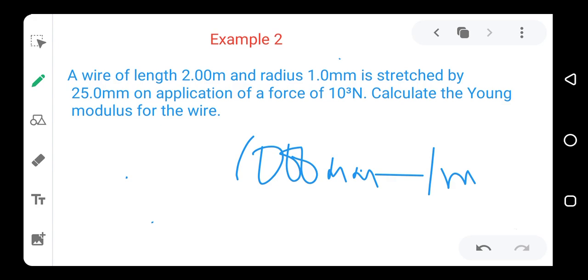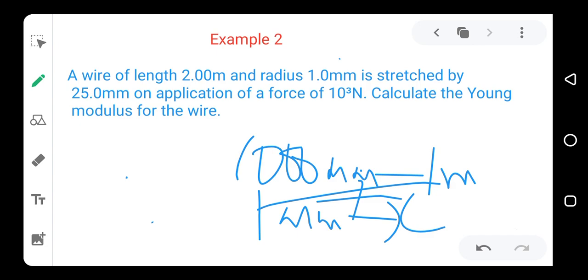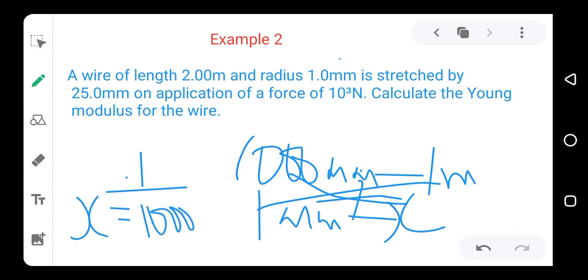Therefore, 1 millimeter is going to give us what? If you solve this, let's do cross multiplication. That is this one coming to this one, and this x going to this, and then that is going to give us that x is equal to 1 over 1000. That gives us 0.001 meter.